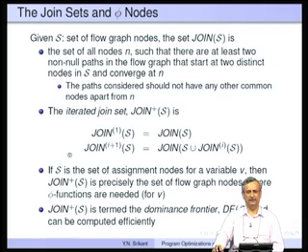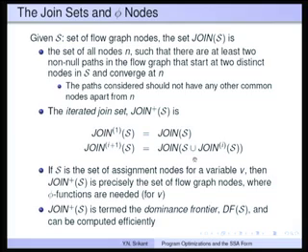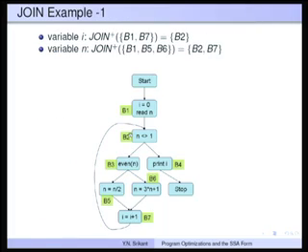This is the reason why we wanted to define the join set. Join plus S is termed as the dominance frontier of S, and definitely it can be computed efficiently. We are going to look at some algorithm to compute the dominance frontier. The central concept in translating an ordinary flow graph to SSA form is the concept of dominance frontier. So, we need to understand how to define and compute dominance frontier.